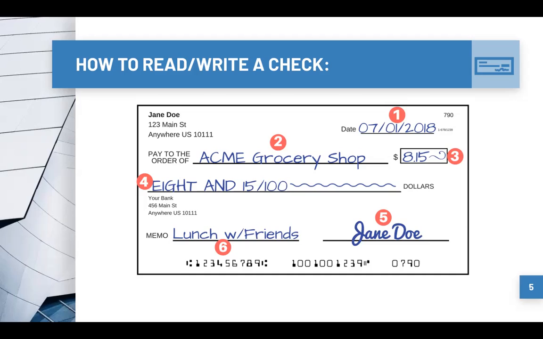Four, you have the written out amount that you're paying. In this case, the dollar amount is $8.15, so you would write 8 and 15 out of 100 to represent $8.15. Number 5 is where your signature goes, and number 6 is basically what it's for.